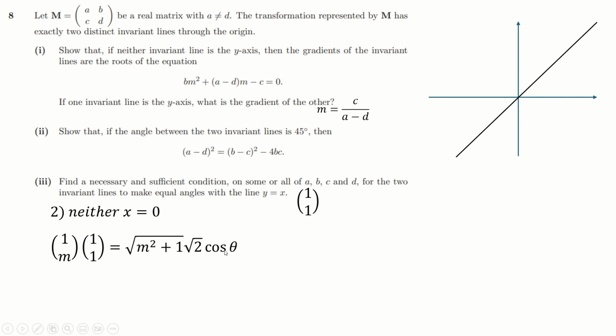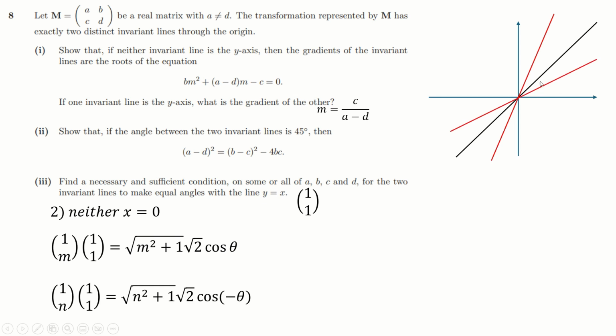Now, if I also have another line with gradient n, I can set up the same sort of thing here. And where does this cos minus theta come from? Well, if you've got one thing here making an angle of theta to the y equals x line, then the other one you could sort of define as making angle minus theta to the y equals x line. But cos of minus theta is the same as cos of theta because it's an even function. So therefore, we can just rearrange both of these for cos theta and say 1 plus m, which is what this is, over all of this stuff, is equal to 1 plus n over all of this stuff, because I've just rearranged for cos theta and set them equal to each other.